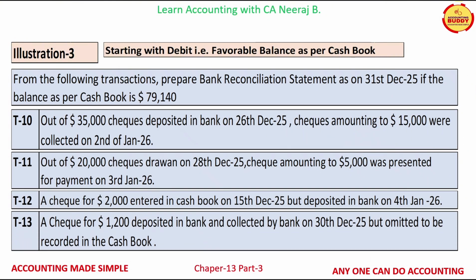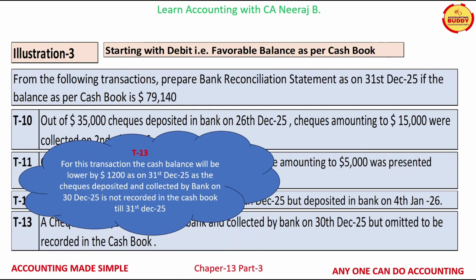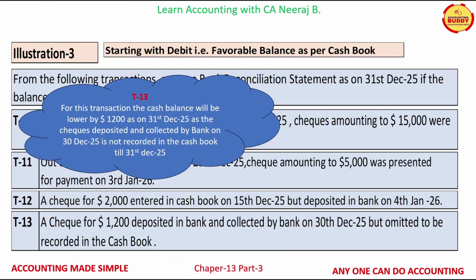T13 unmatched transaction is a check of $1,200 deposited in the bank and collected by the bank on 30th December 25, but omitted to be recorded in the cash book. Let us understand this transaction. For this transaction, the cash book balance will be lowered by $1,200 as on 31st December 25. The checks deposited and collected by the bank on 31st December 25 is not recorded in the cash book till 31st December 25.